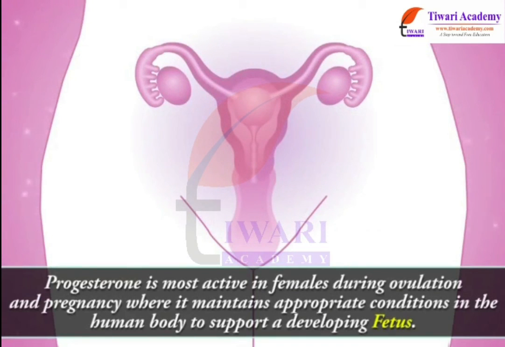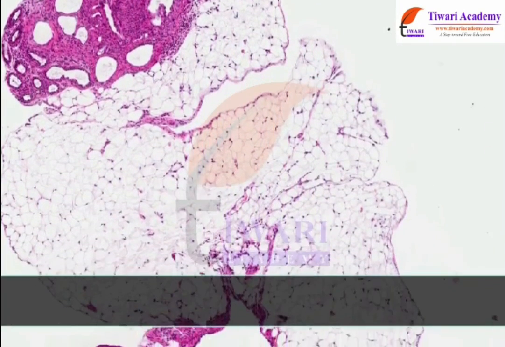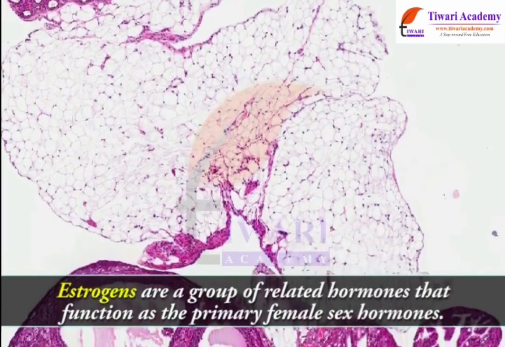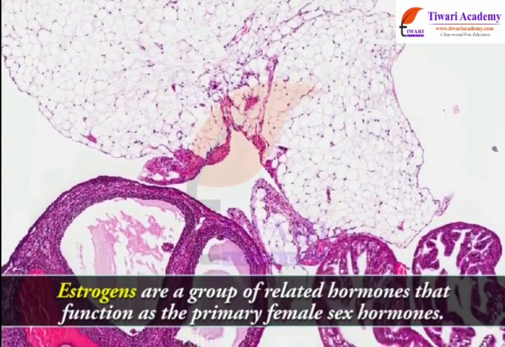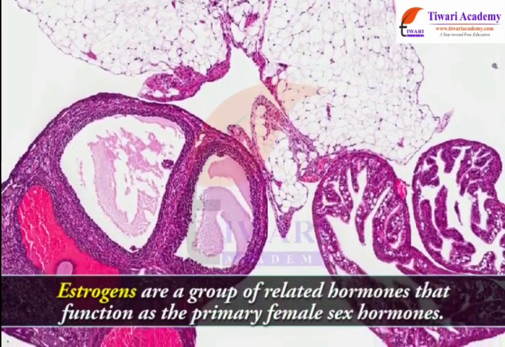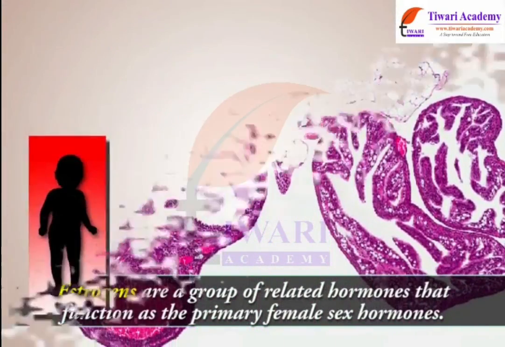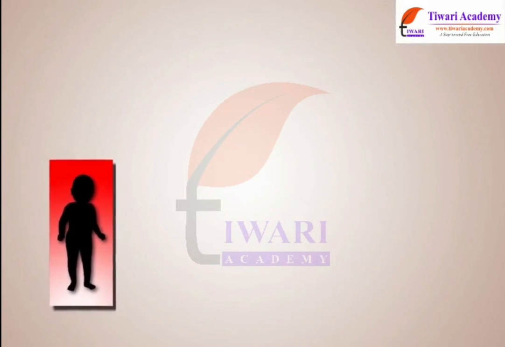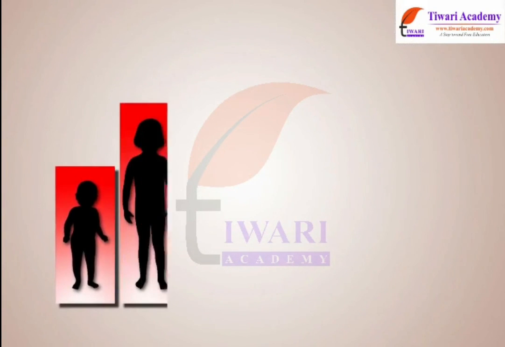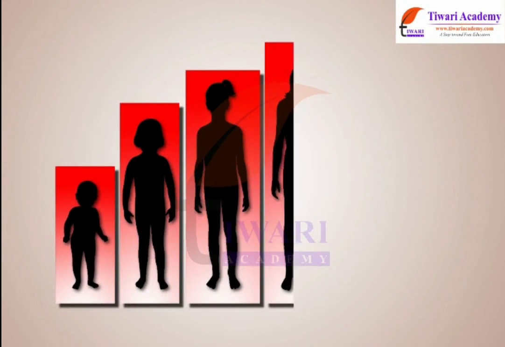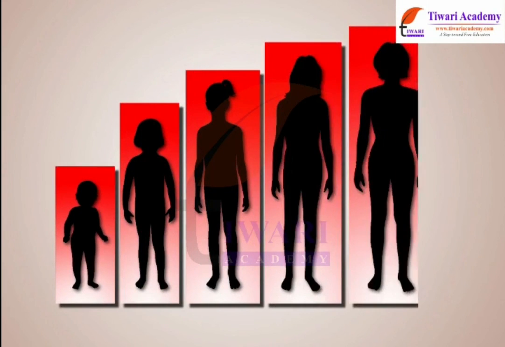Progesterone is most active in females during ovulation and pregnancy, where it maintains appropriate conditions in the human body to support a developing fetus. Estrogens are a group of related hormones that function as the primary female sex hormones. Estrogen also triggers the increased growth of bones during adolescence that lead to adult height and proportions.